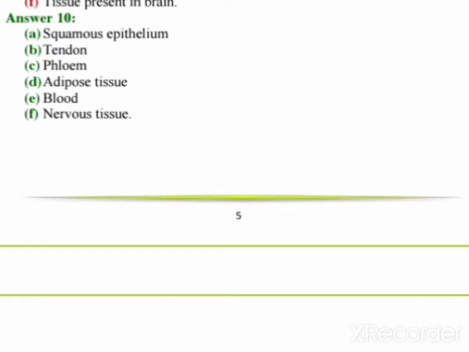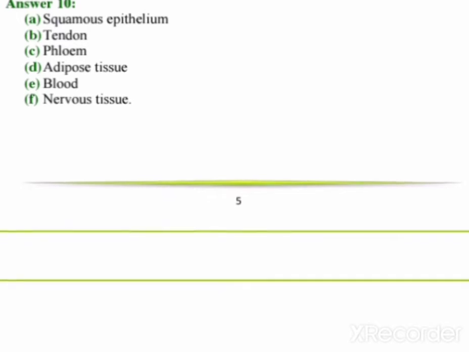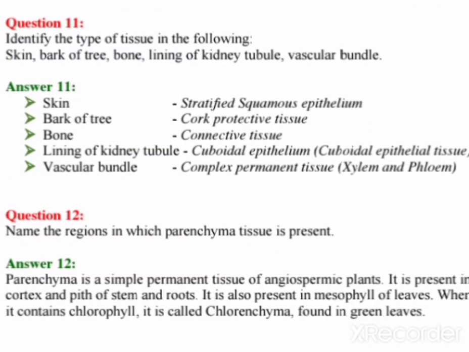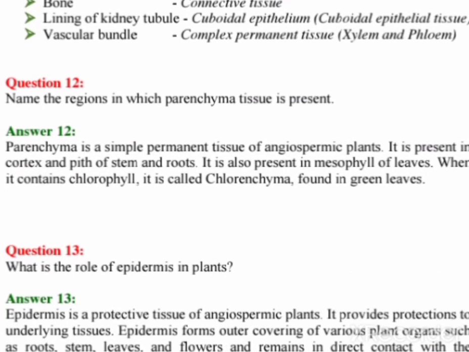Now E1, connective tissue with a fluid matrix. Which tissue is connective tissue with a fluid matrix? Fluid means which connective tissue has a fluid? Only blood has a fluid. And you all know the tissue present in our brain; this tissue's name is nervous tissue. So you have the 11th question now.